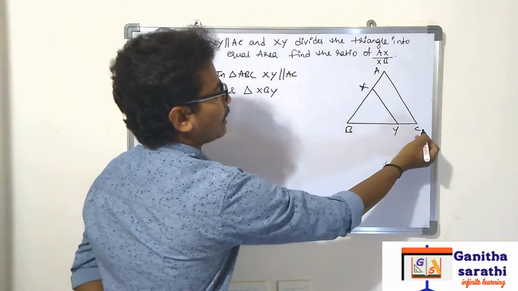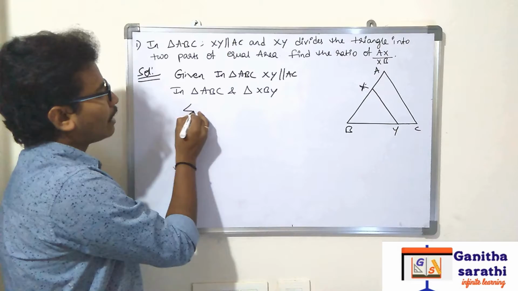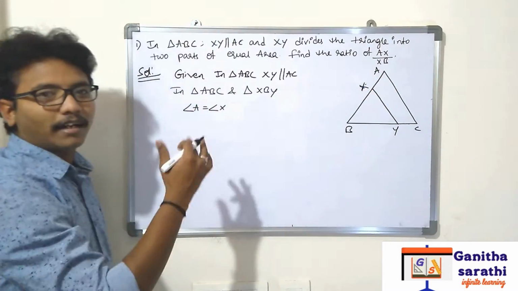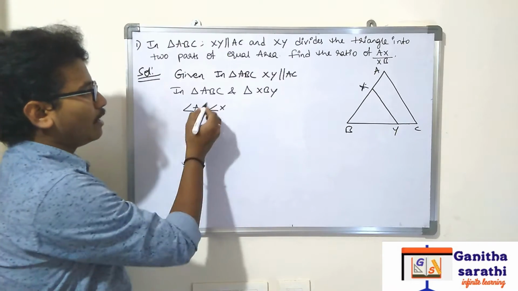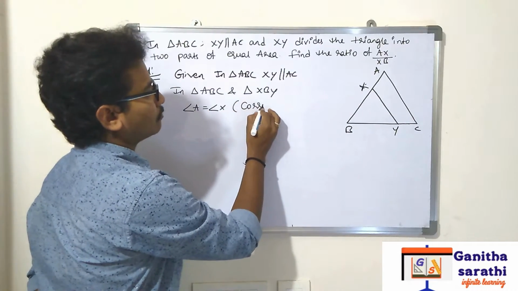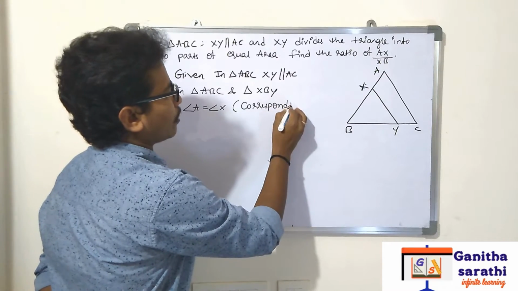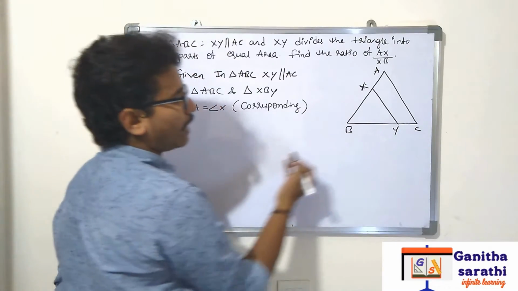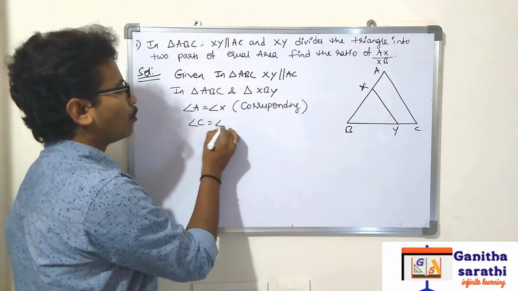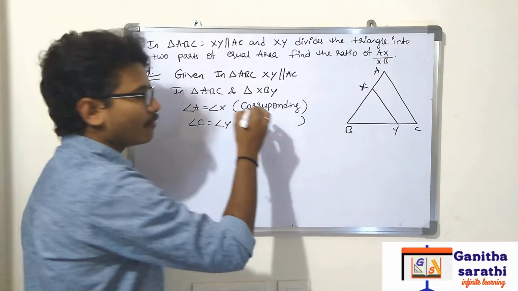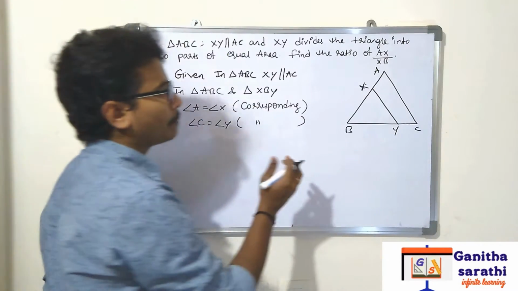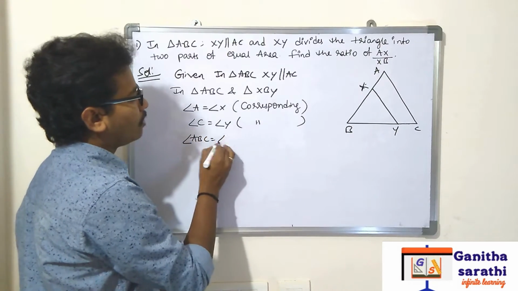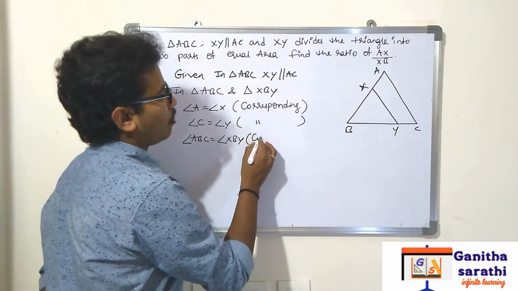In triangles ABC and XBY, can we write angle A is equal to angle X? Yes. Angle A and angle X are corresponding angles. Next, can we write angle C is equal to angle Y? Yes, angle C is also equal to angle Y. Same, corresponding angles. Next, the common angle. What is the common angle? Angle ABC is equal to angle XBY. That is the common angle.